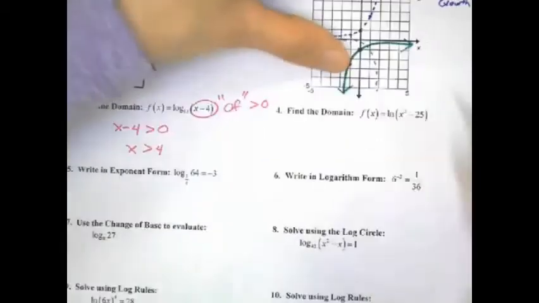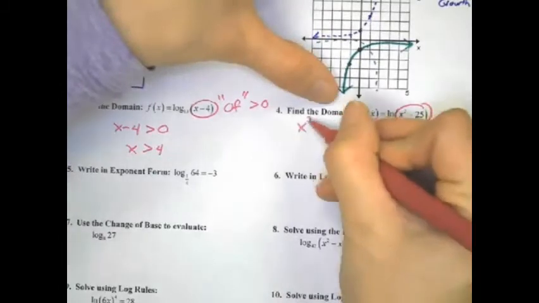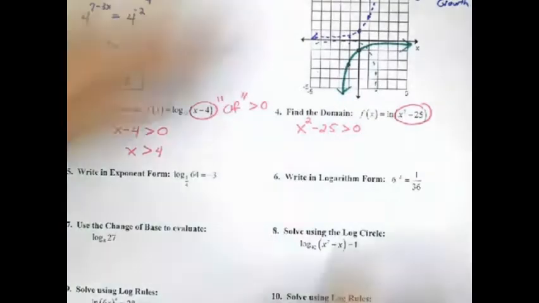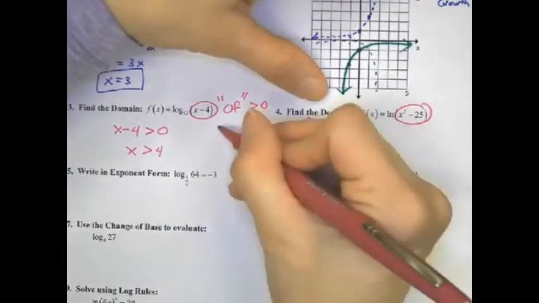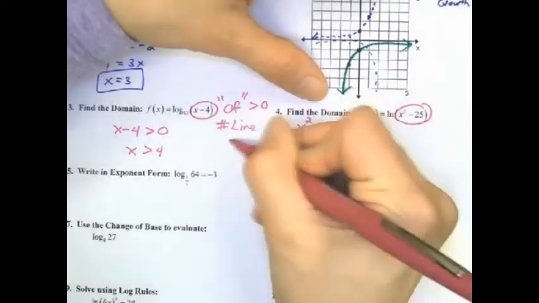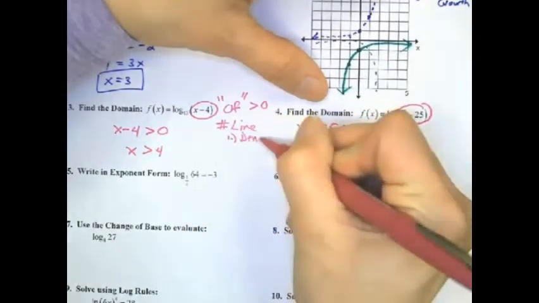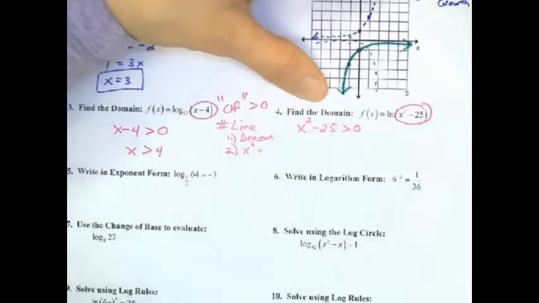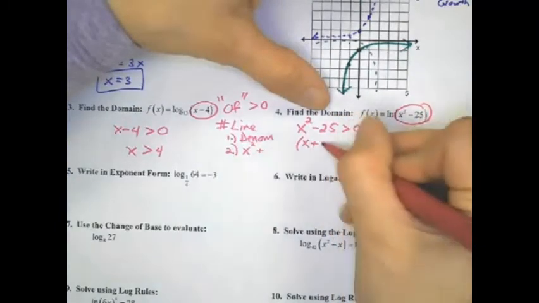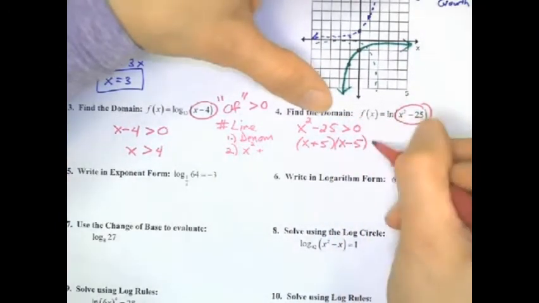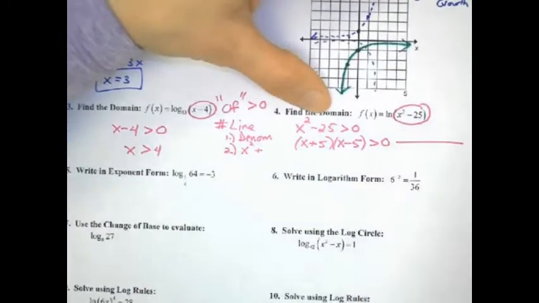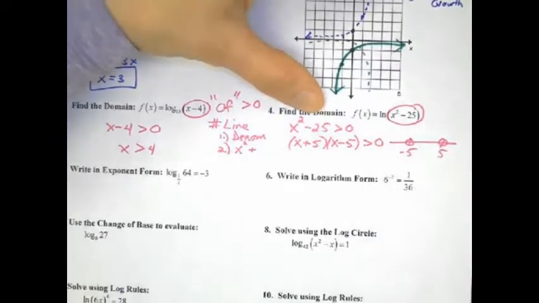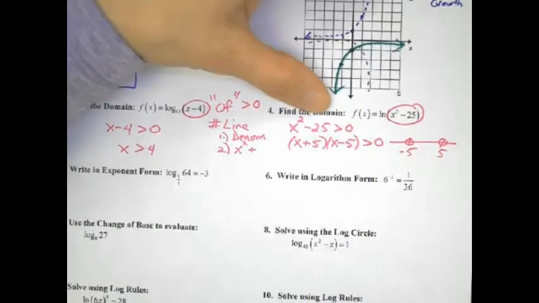Okay, here's another domain. It says x squared minus 25 has to be greater than 0. And this is one of those cases where you have to draw a number line. Okay, and when do you need a number line? If number 1, there's a denominator with an x in it, or number 2, it's x squared or higher. In this case, I'm going to factor in x plus 5, x minus 5, greater than 0. On the number line is plus and minus 5. They're open bubbles because it says greater, and then you're going to test the sections.